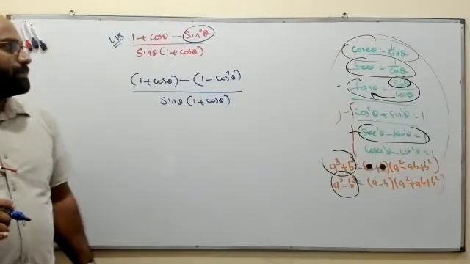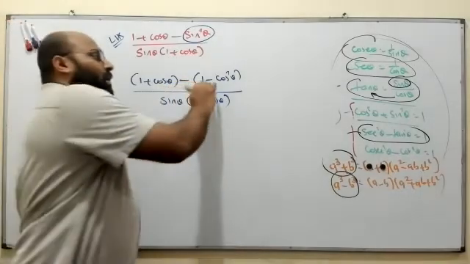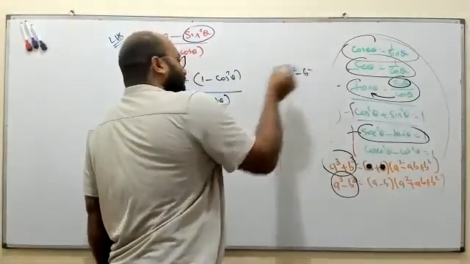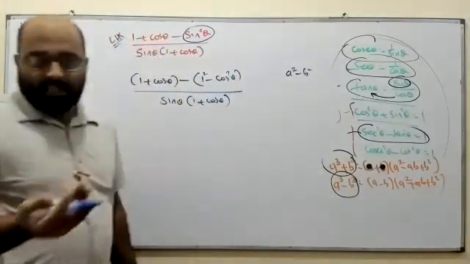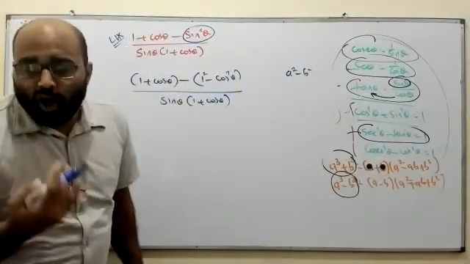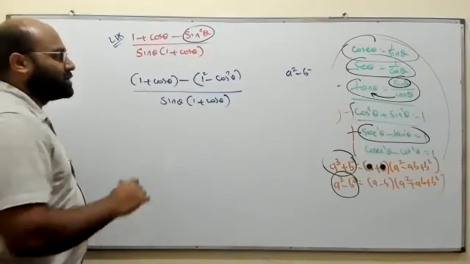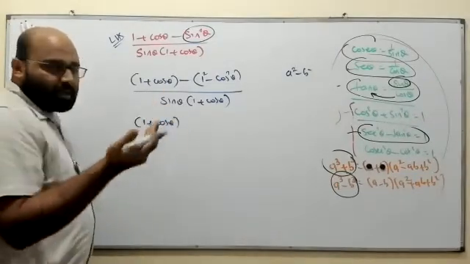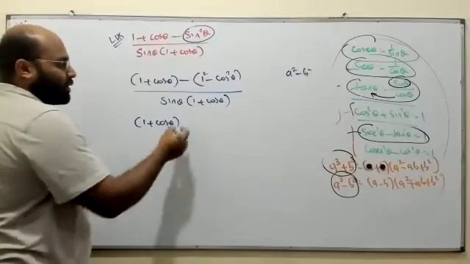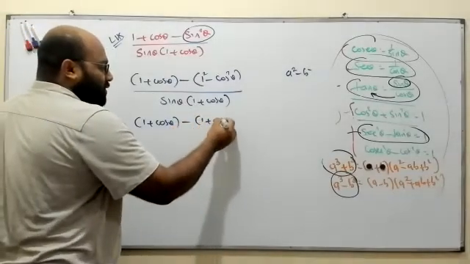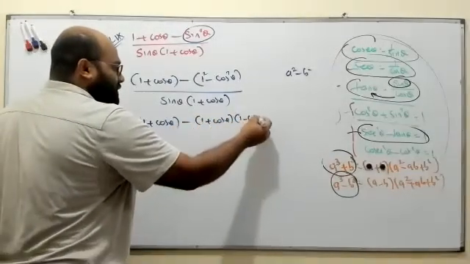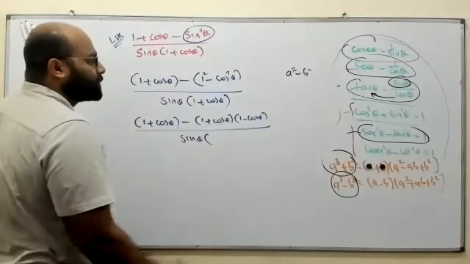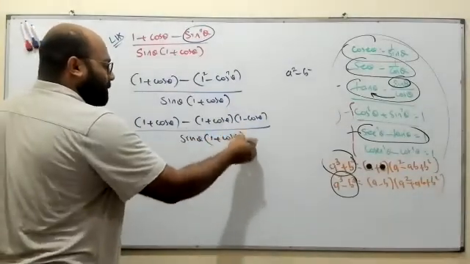Now what is next? What is 1 minus cos square? You know the a square minus b square result: a plus b into a minus b. So the numerator can be rewritten as, those who are confident can directly cut 1 plus cos theta, but the bracket is very important: 1 plus cos theta into 1 minus cos theta divided by sine theta into 1 plus cos theta.